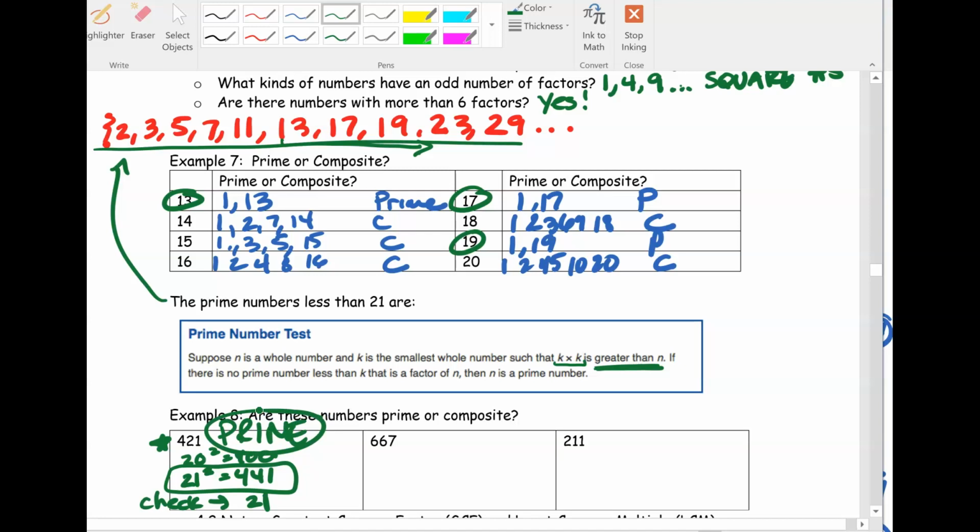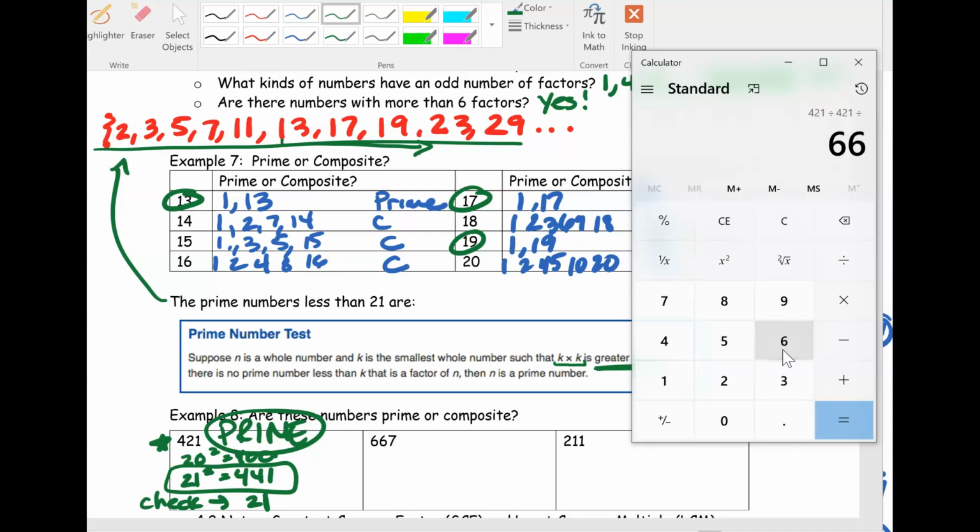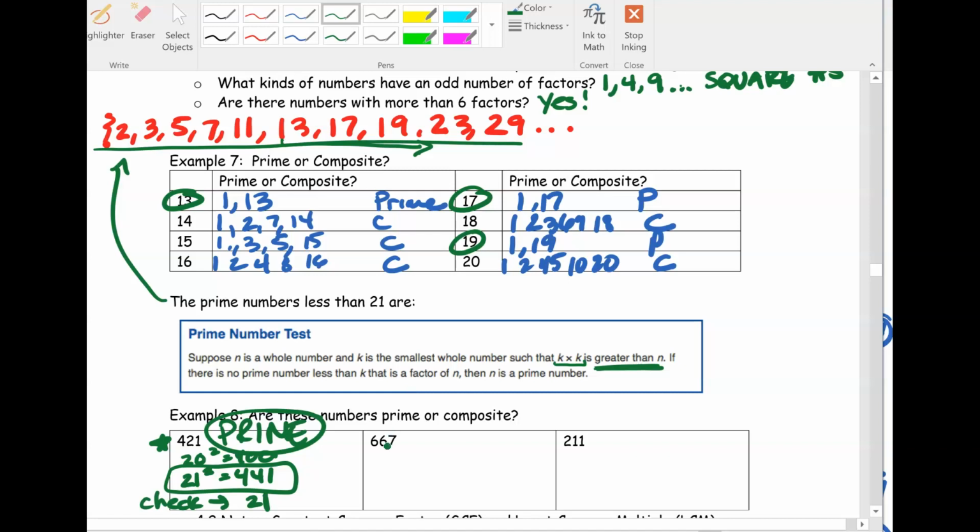Okay, for 667, I am going to bring the calculator out real quick. You're going to do 667, and let's find the square root. You end up getting around 25. So that gives us a place to start. I'm going to figure out, well, what is 25 squared? 25 squared is 625. That's not quite big enough. 26 squared is 676. That's just bigger than 667.